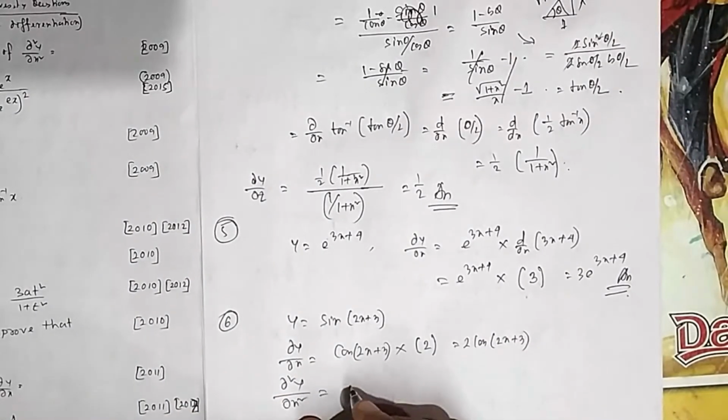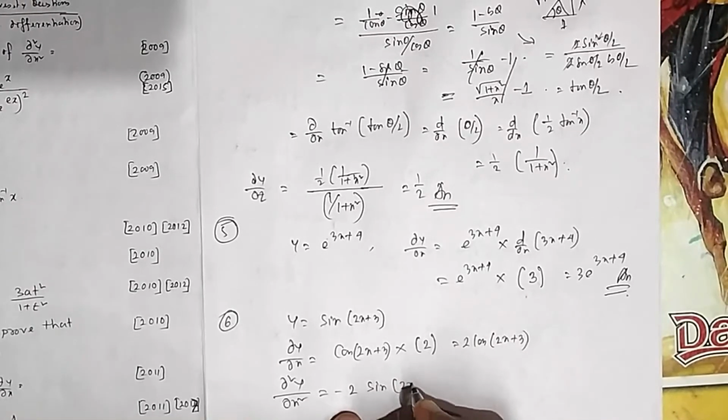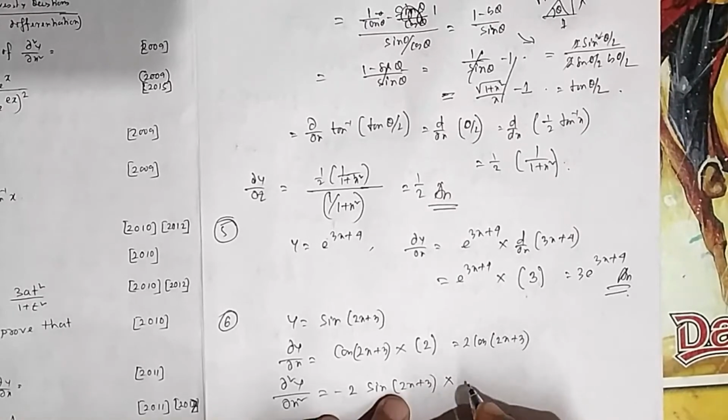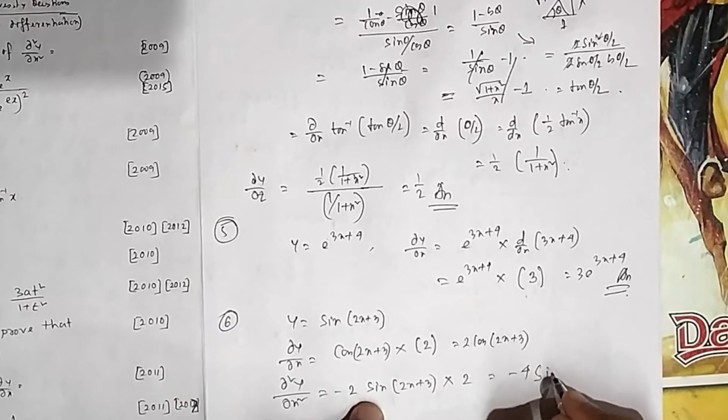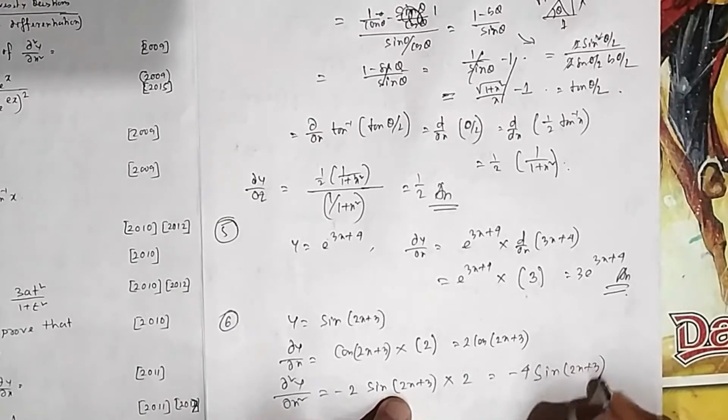You have to do it one more time, d²y/dx². Now if you differentiate 2 cos, the derivative of cos is minus sine, so minus sine. And then you have to again differentiate 2x + 3, so again 2 will come. So it will be minus 4 sin(2x + 3). So this is your answer.